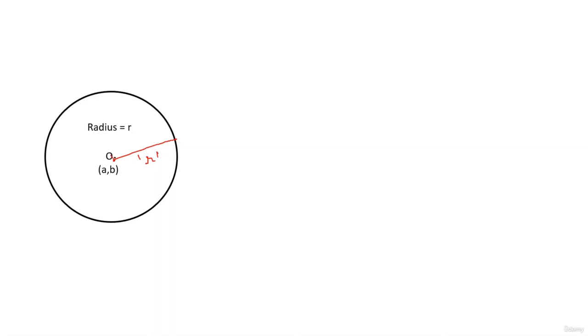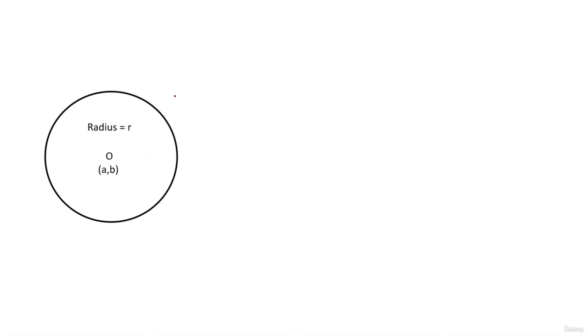So what I will do is, keeping this point O fixed, I will try to join all these points at distance r, right? So I will basically generate a circle. The basic definition of a circle is this: it is the locus of all points which are equidistant from a given point in a plane.